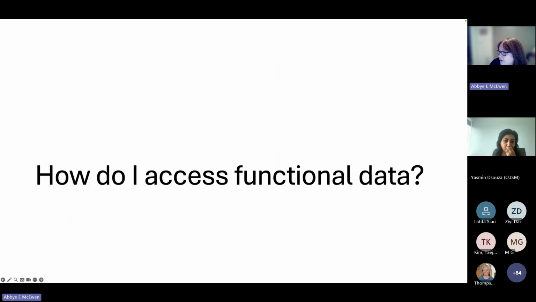Okay, next question is, how do I actually find this data? You've shown me that it's useful. You've shown me how to create a control data set and to calculate evidence strength, but how do I actually get this data when I'm out in the field? I'm a variant scientist and I need to find it.